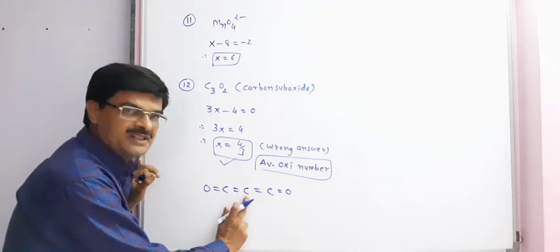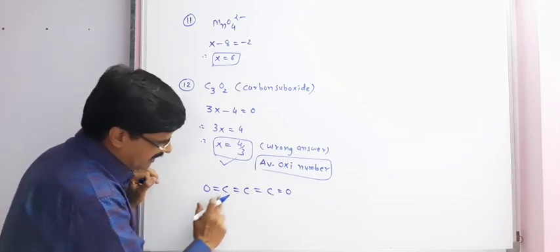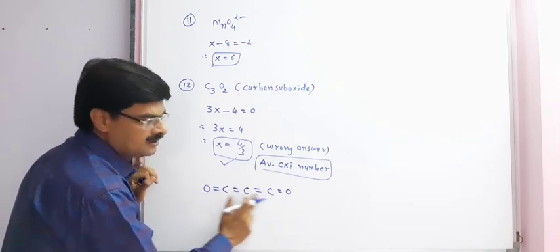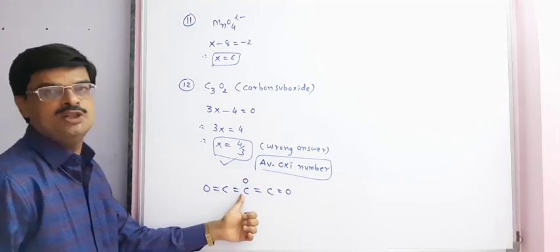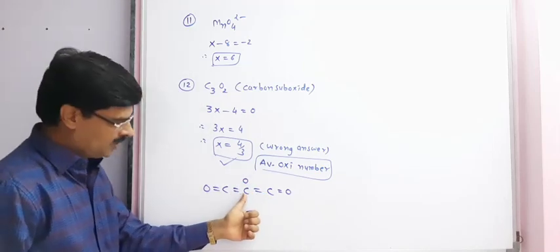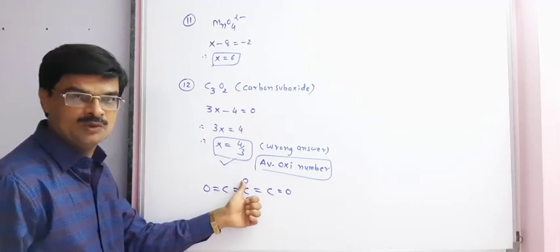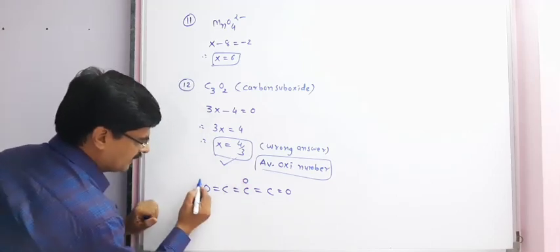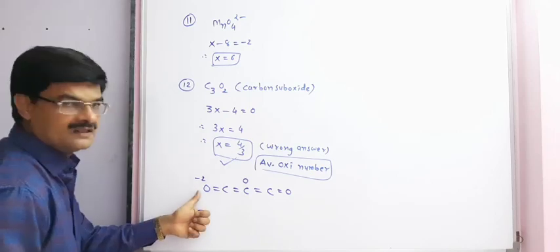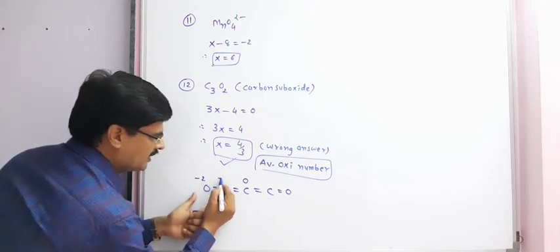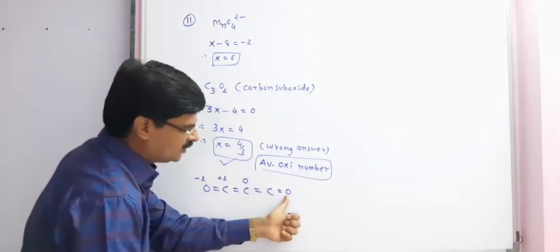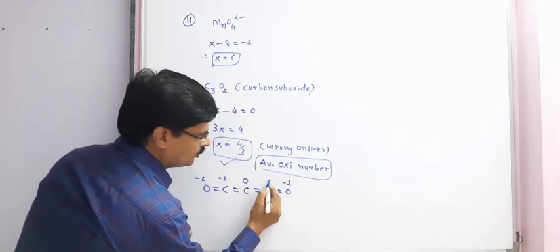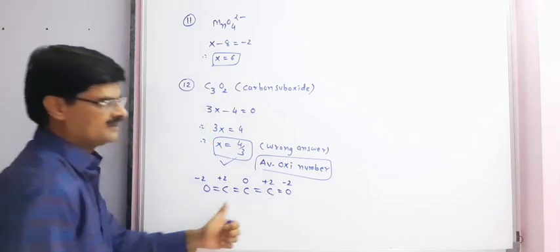Now we will understand how we can find out the oxidation state of each carbon. For the carbon present in the center, it is attached with 2 other carbon atoms, so this carbon will get 0 oxidation state. Now for this carbon, say minus 2 oxidation state for oxygen, so this carbon will get plus 2 oxidation state. In the same way for this oxygen, it is minus 2, so this will get plus 2 oxidation state.